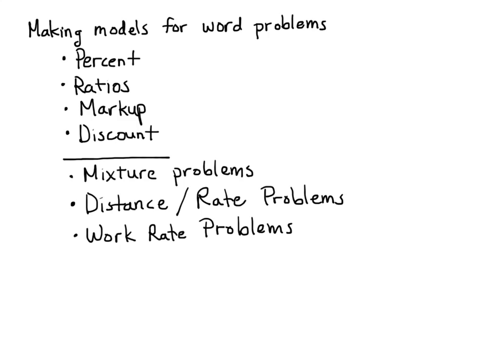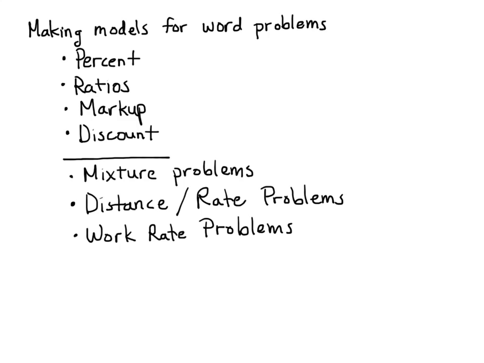And then we have something called a work rate problem. And a work rate problem is a case where, let's say, you and I were mowing a lawn, and it took us 45 minutes to do it, and you're working twice as fast as I am. Okay, so then how long would it take us individually to do that problem?